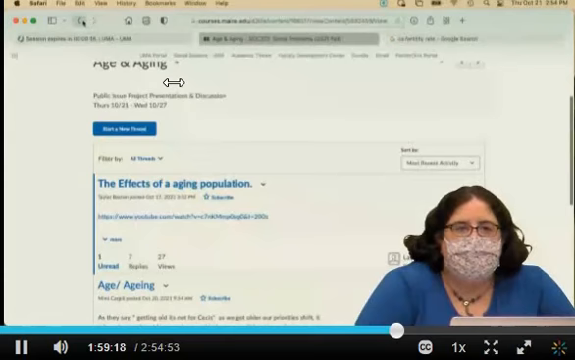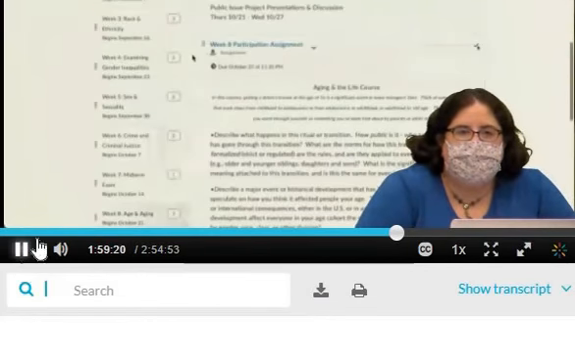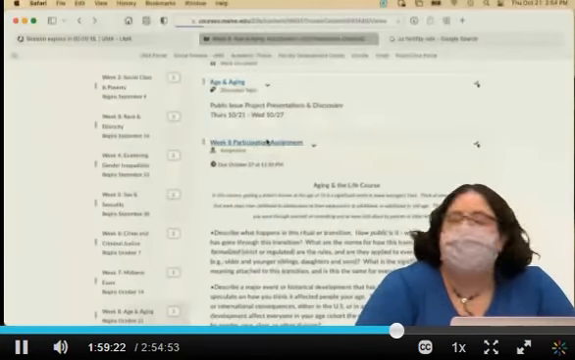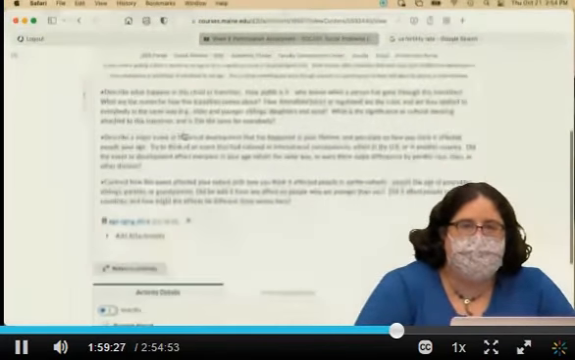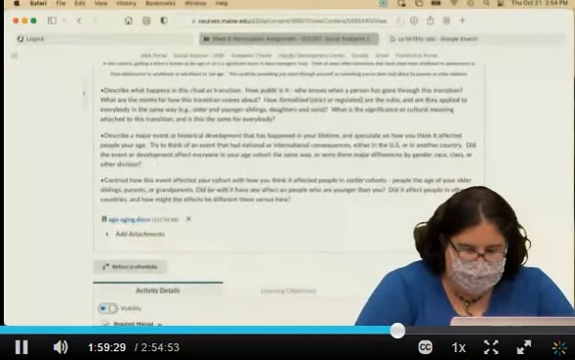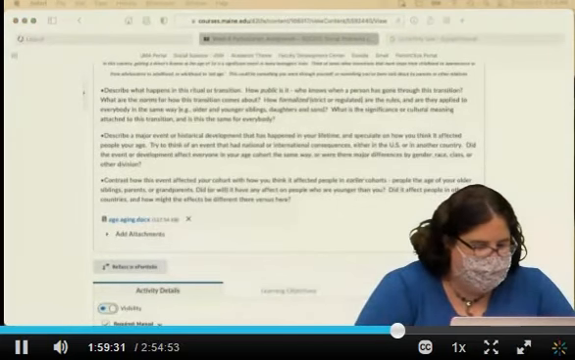And last but not least is our activity for today, our participation assignment. This is a reflective assignment. It's just you thinking about your life. So hopefully it's not too bad. Let me put it on the PowerPoint instead because it's easier to read, I think.